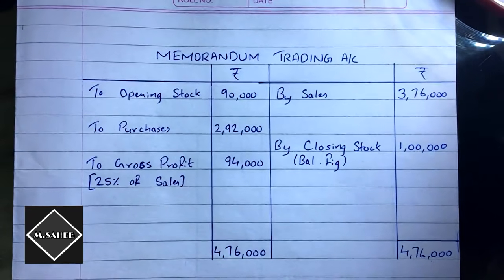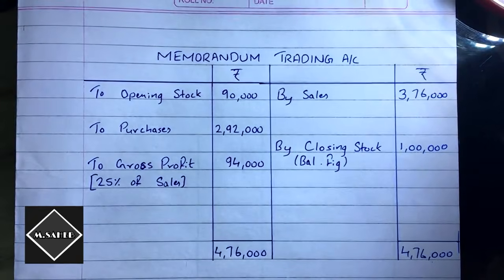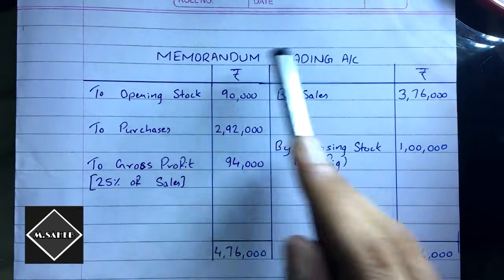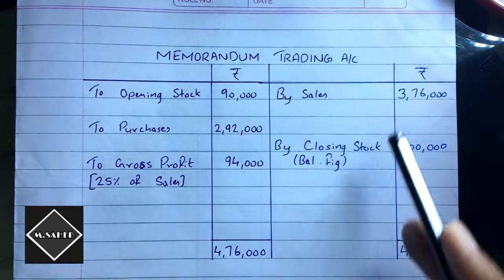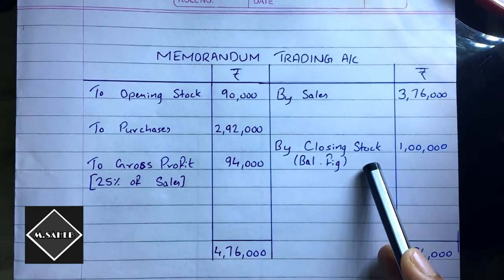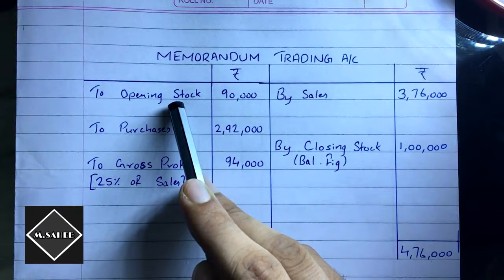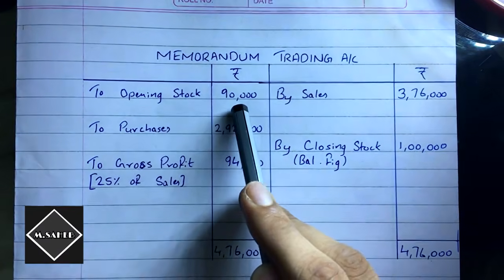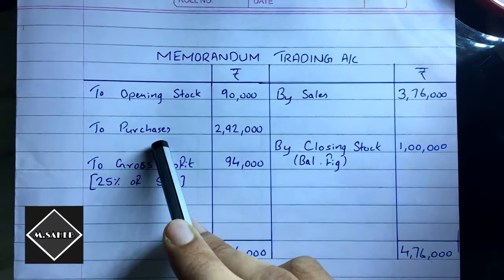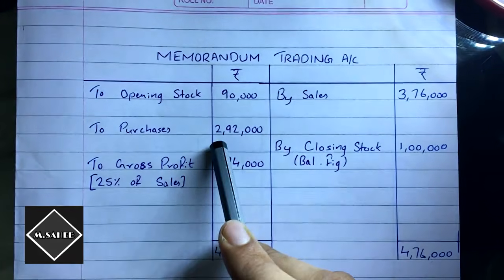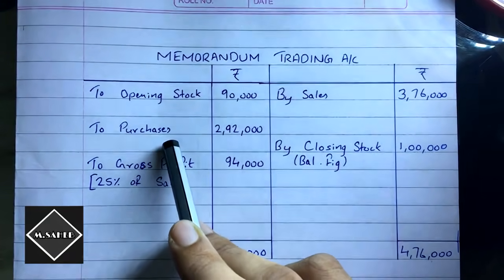After preparing the debtors account and finding out the sales, we prepared the memorandum trading account, and this account was prepared to find out the closing stock on the date of fire. First we took the opening stock, and this was given in the question as 90,000, and then we took the purchases, which was also given in the question as 2,92,000, and purchases is always debited in the memorandum trading account.